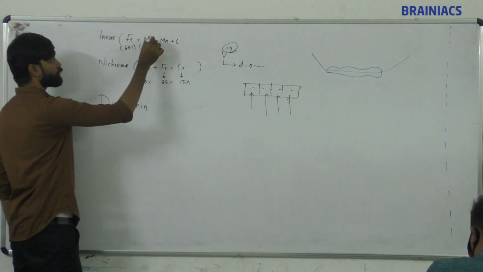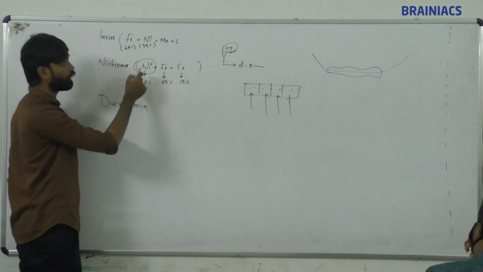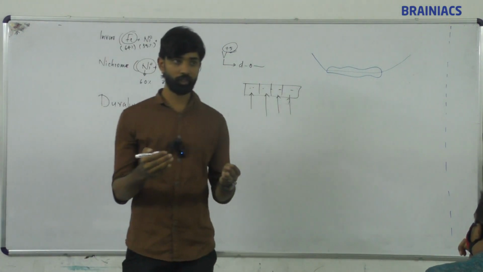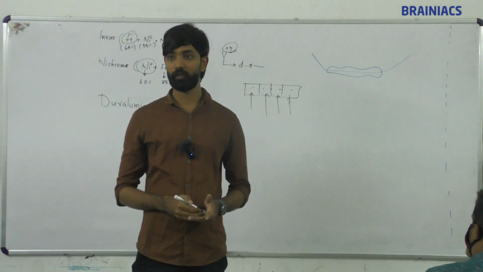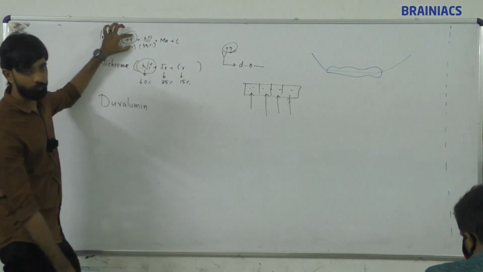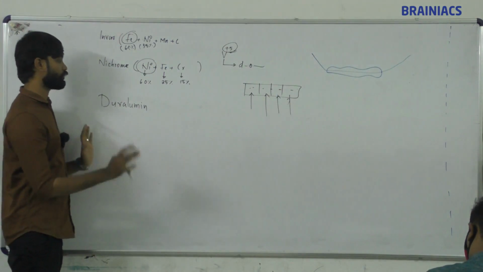Simply, the composition mentioned means this is an alloy of nickel. Okay, and this is considered an alloy of Fe. The component with the greater composition is simply taken as the parent. Here the parent is Fe, here the parent is nickel. That's why the composition is shown.